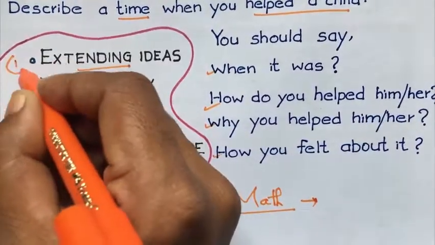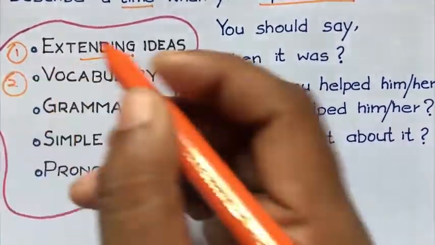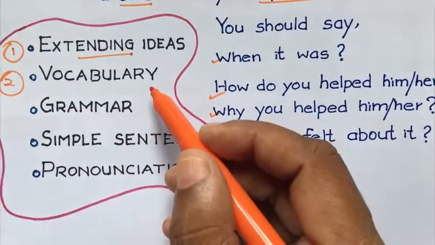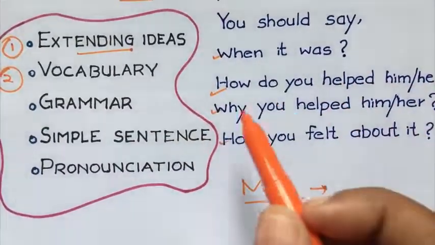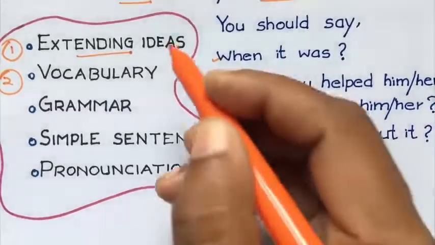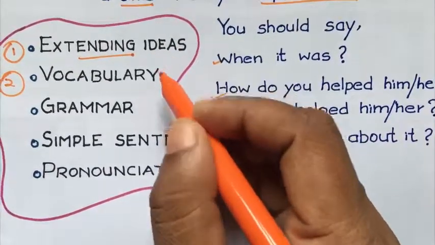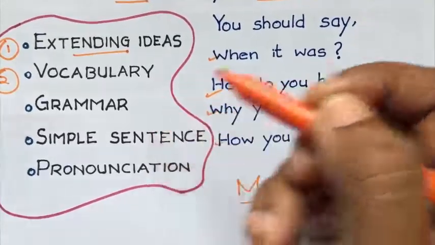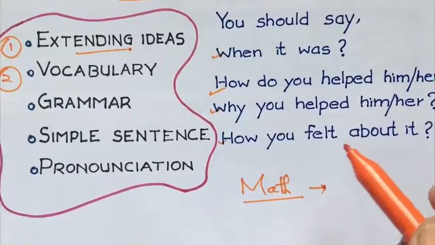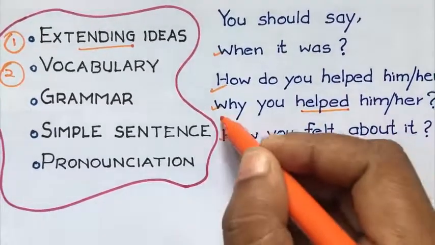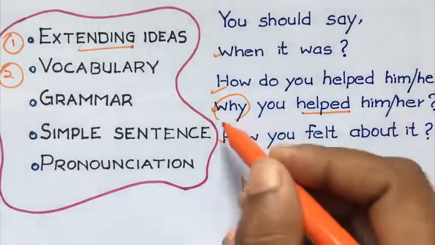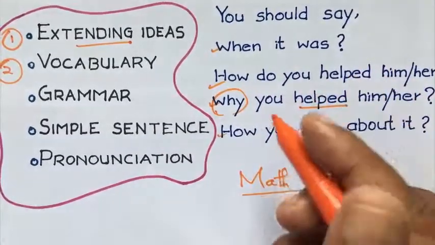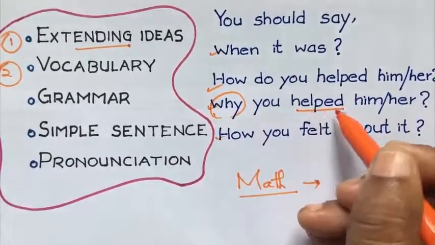That is the first point. And the second is about vocabulary. It doesn't mean that you have to have a lot of vocabulary when you speak. You have to understand one thing: when you speak you should have relevant vocabulary rather than a lot of vocabulary. Suppose I say why I helped him, so what reason? I said that the child was very desperate because rain was about to come. So desperate is the word I have used here.